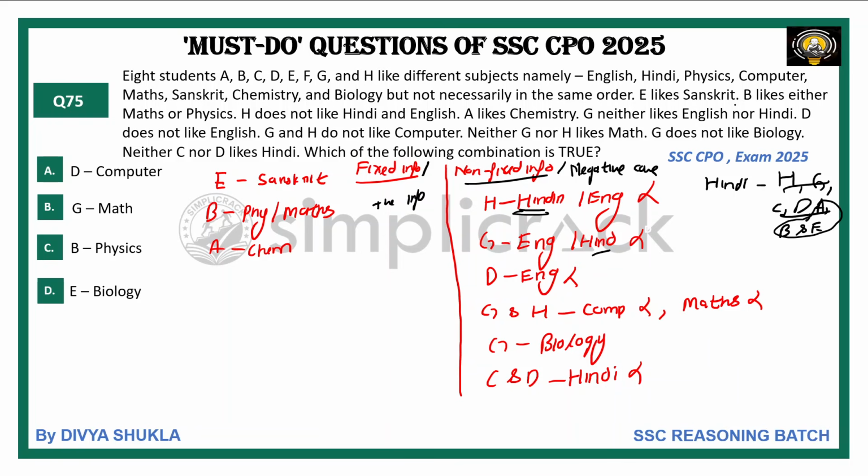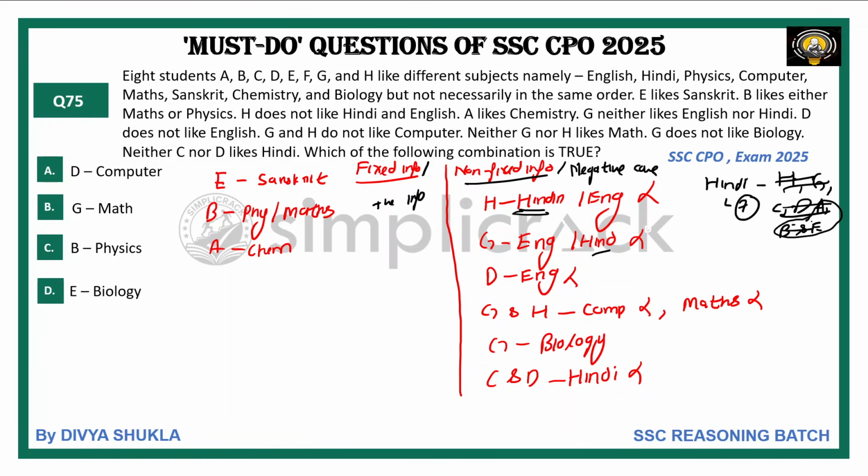Whenever you have to combine, always find that variable from which you can get maximum elimination. How? You can basically eliminate these because all of these do not like Hindi. Understand how many persons you have eliminated: 1, 2, 3, 4, 5, 6, 7. Seven persons got eliminated, that means 7 people do not like Hindi.